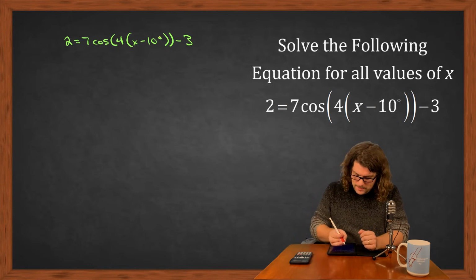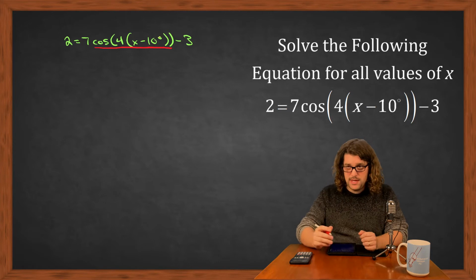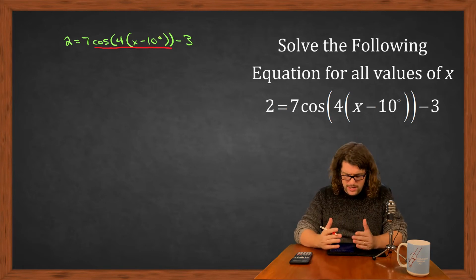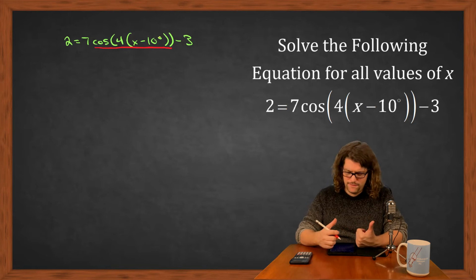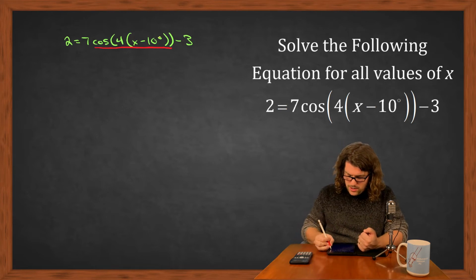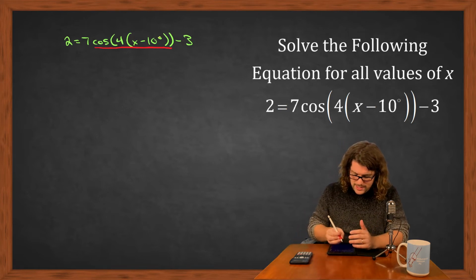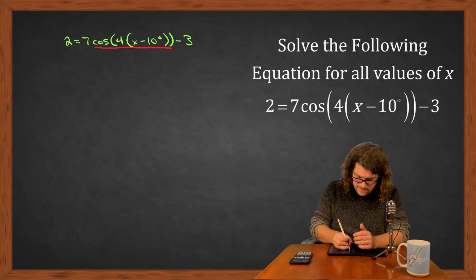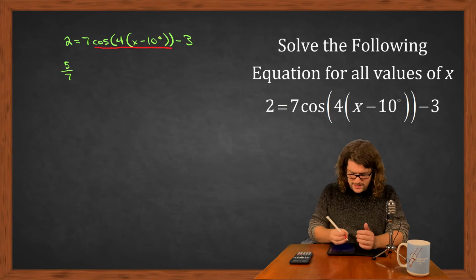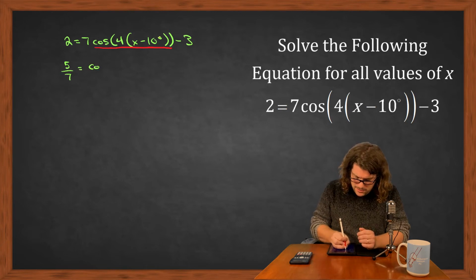So goal number 1 is going to be to isolate the trig statement. So I have cosine of some stuff, but I also have the times 7 at the front and minus 3 at the end. We're going to take those parts off. So I'm going to add 3 to both sides, which gives me 5. And then I'm going to divide both sides by 7, so it gives me 5/7. And that's going to be equal to the cosine of 4 times (x minus 10 degrees).